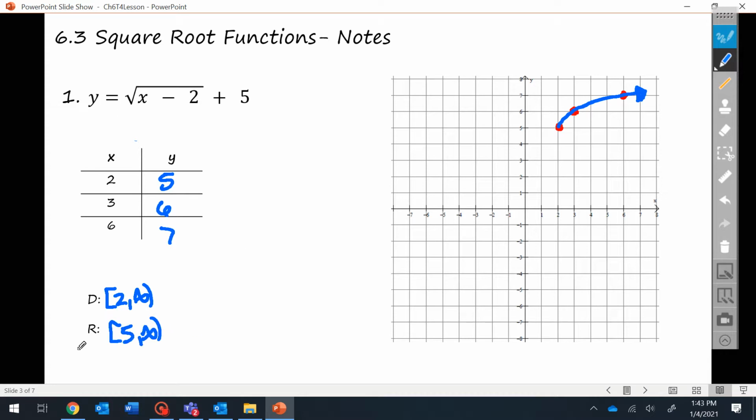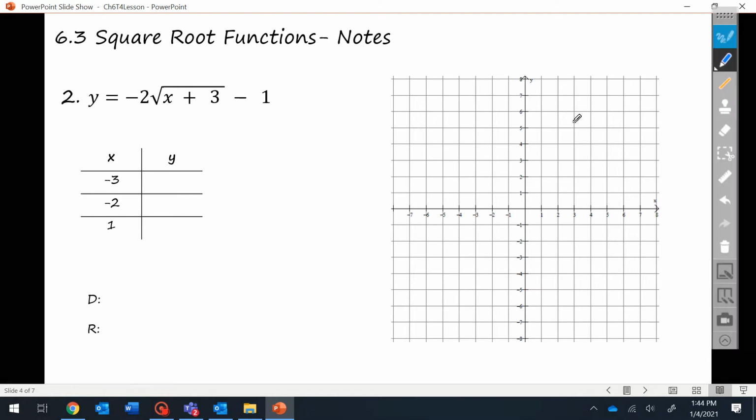So 5 comma infinity is our range. And you can see that these come directly from the transformations 2 and 5. The h gives you the lower boundary for the new domain, the k gives you the lower boundary for the new range. And that's our graph. Now, of course, it doesn't go over here. There's nothing over there.